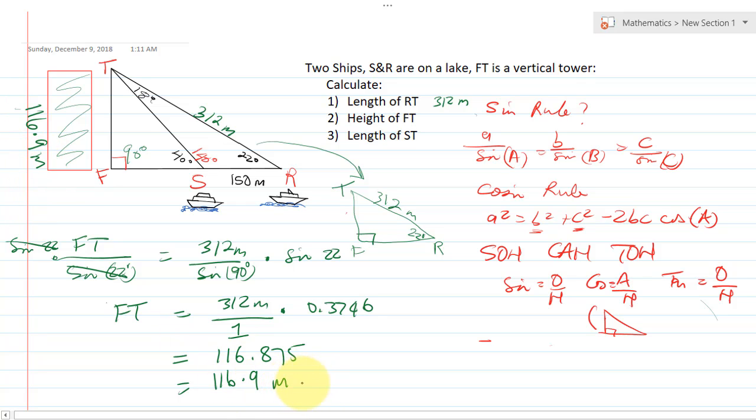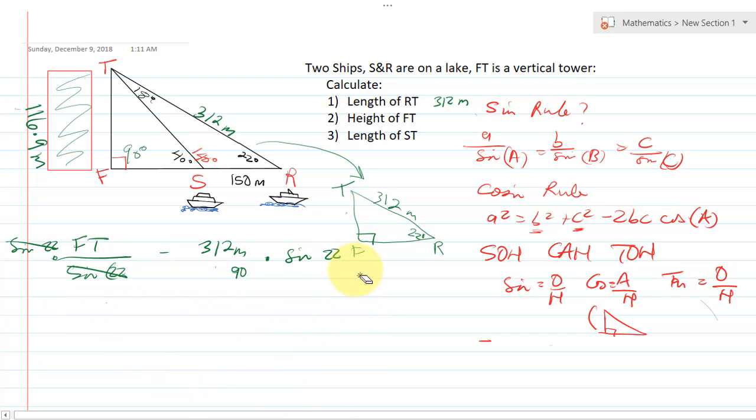Let's see how it is using SOHCAHTOA. So we know that 312 is the hypotenuse. This here would be the opposite side, because it is opposite to the angle, which is 22, right? And this would be the hypotenuse.